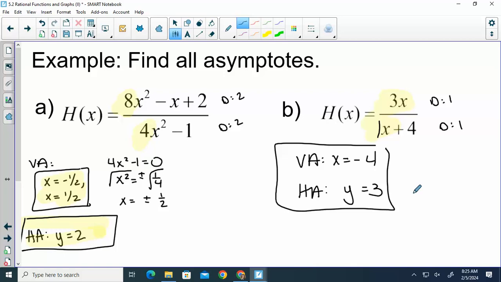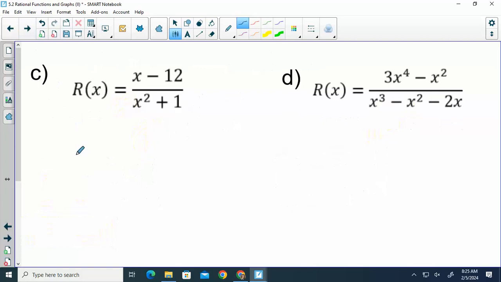So then another one. So how do we find vertical? Denominator equal to 0. What happens if you do the square root of negative 1? Yeah. i. Can we graph i? So what does that mean about the vertical? None.